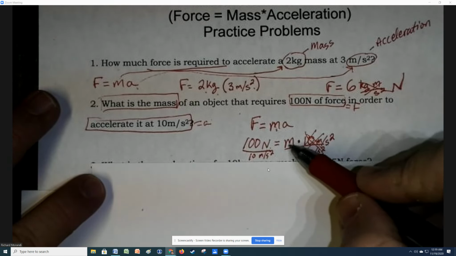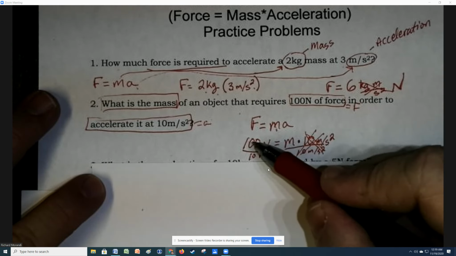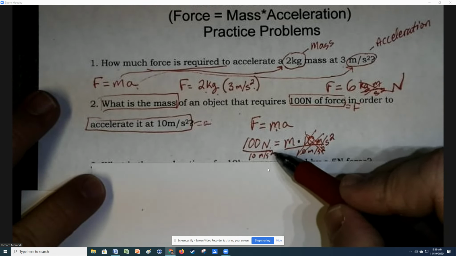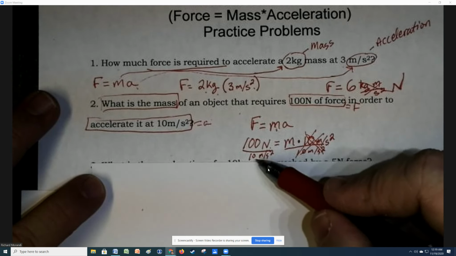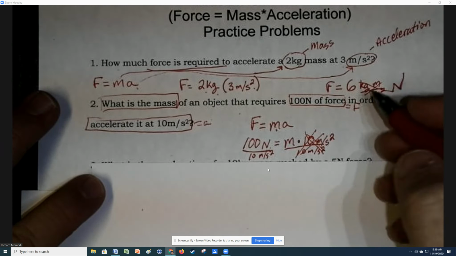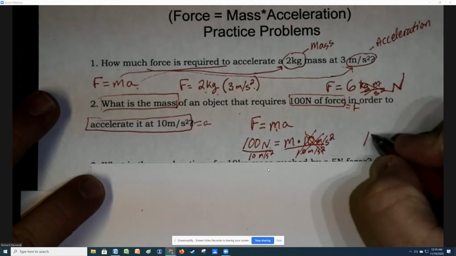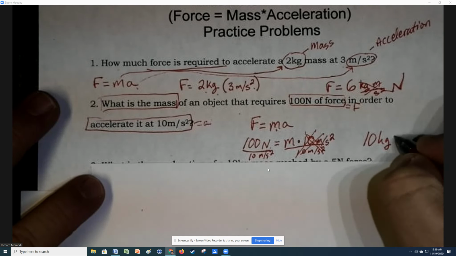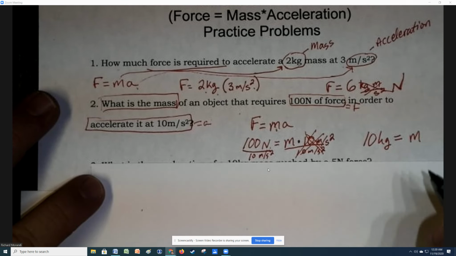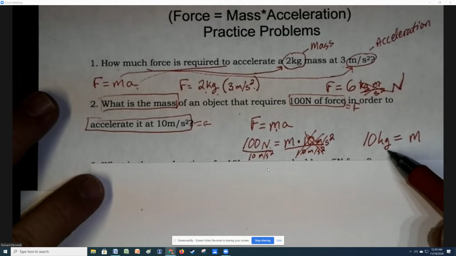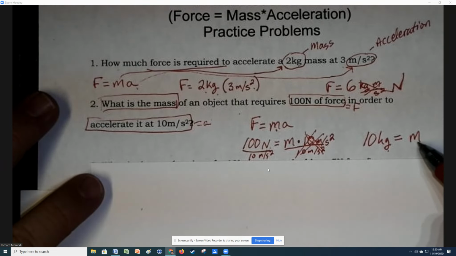I'm left with just M over here, and I have 100 newtons divided by 10 meters per second squared. 100 divided by 10, if I put that in a calculator, I'm going to get 10. 10 kilograms equals my mass. Now, you can ask me where I got the kilograms from. Since I know it's mass, I know it's going to be measured in kilograms.